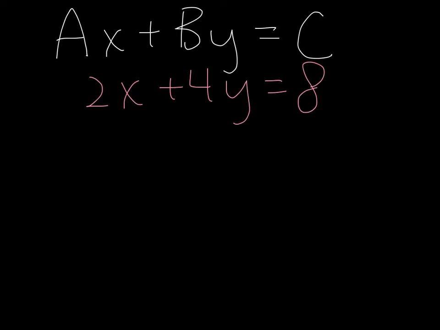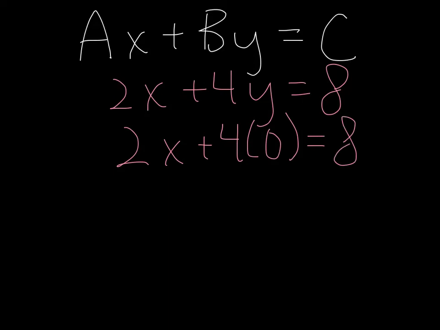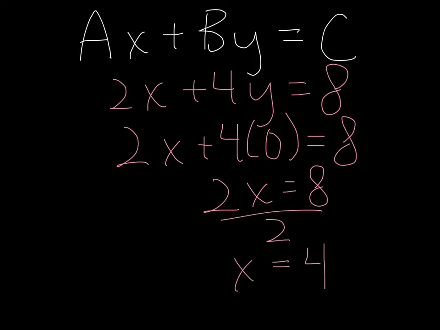So then, say we're trying to find the x-intercept. We would replace y with 0. 2x plus 4 times 0 equals 8. Anything times 0 is 0. 2x equals 8. Therefore, divided by 2, x equals 4. And there is your x-intercept.